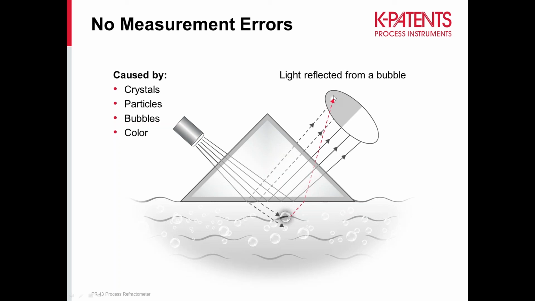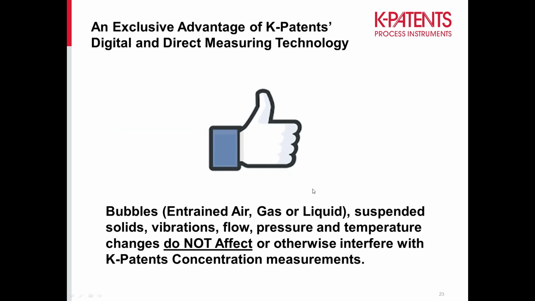So bubbles, suspended solids, any kind of vibrations, flow changes, pressure, temperature don't affect or otherwise interfere with K-Patents' concentration measurements. All those issues are real issues when you're using density measurements, because all those issues are going to give you a problem. In the same regard, refractive index also has an exact calibration that matches the standard chemical tables. As the concentration goes up, you'll see that refractive index, or N sub D, also rises. In practical terms, the accuracy is plus or minus 0.1%, even in less than perfect conditions.